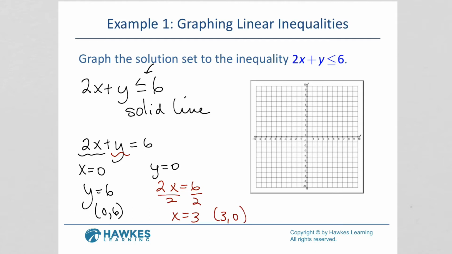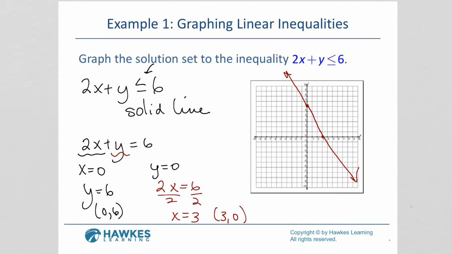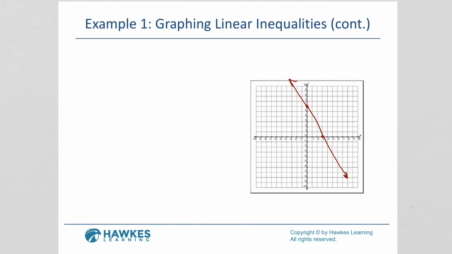I'm going to go ahead and graph those 2 points, and I'm going to draw my line. 0, 6, and 3, 0. And then do my best at drawing a straight line. I'm going to redo the line here. We're just continuing our solution. So there's my line. If I go back, my equation was 2x plus y less than or equal to 6.